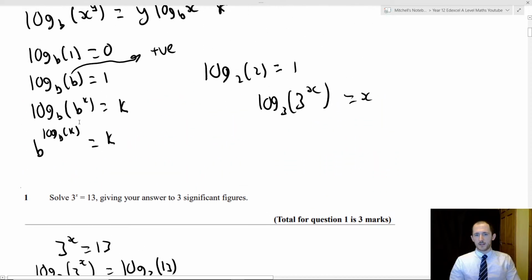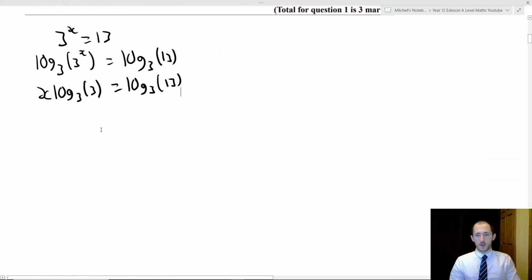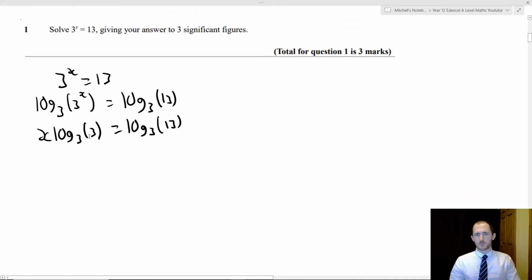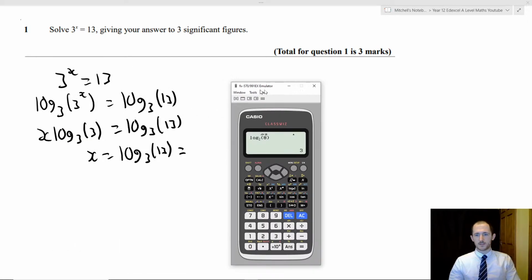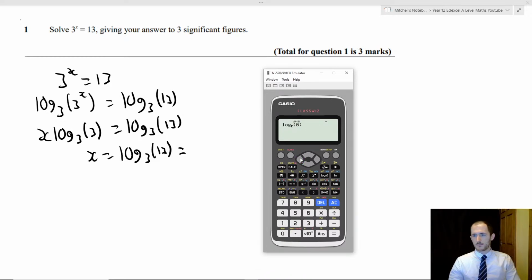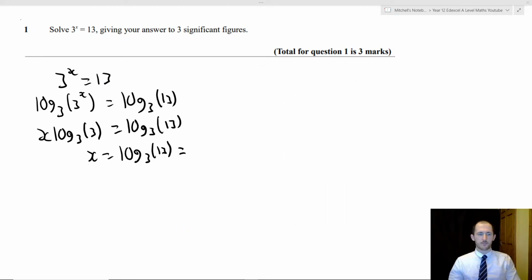Now, what did I say? Log to the base of a number, of the same number, is always 1. So how many times does 3 multiply by itself to get 3? It's 1. So it's just going to be x is equal to log base 3 of 13. You can jump to that step straight away. You don't need to do the intermediate ones because it is a rule. But now you just need to use a calculator. Log base 3 of 13 gives me 2.33 to 3 significant figures.